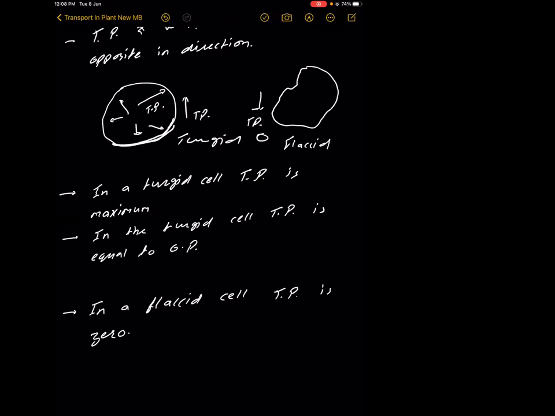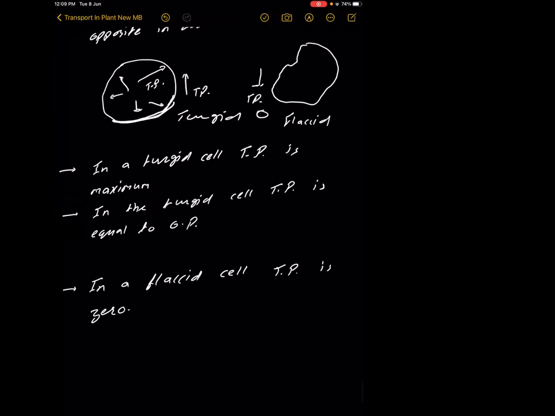So in a turgid cell, turgor pressure is maximum. It becomes equal to osmotic pressure. No water entry is possible. In a flaccid cell, turgor pressure is 0 because it is flaccid. Flaccid means concentrated solution. No water entry is there, so obviously the turgor pressure is 0. No turgor pressure, no wall pressure, and maximum osmotic pressure. So here there is more chance for water to enter. So this is turgor pressure, wall pressure.